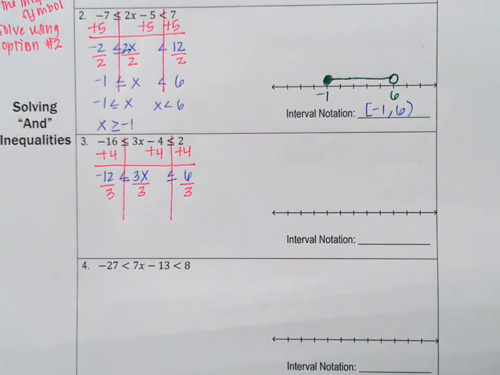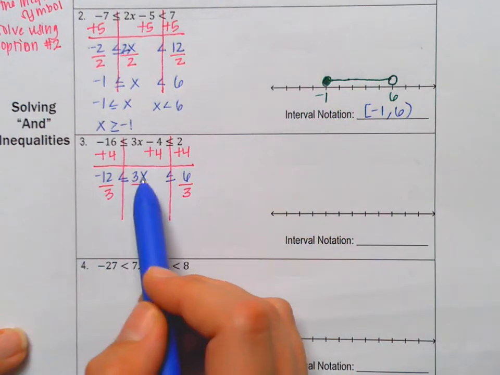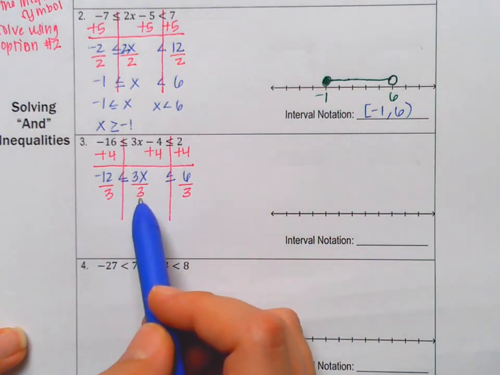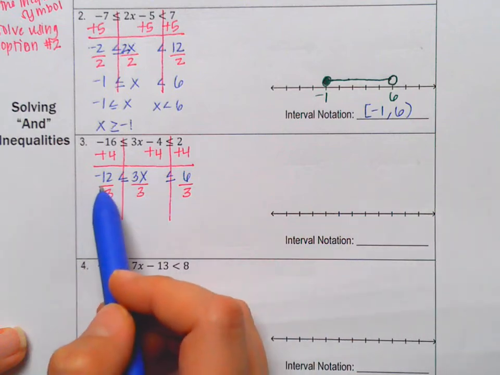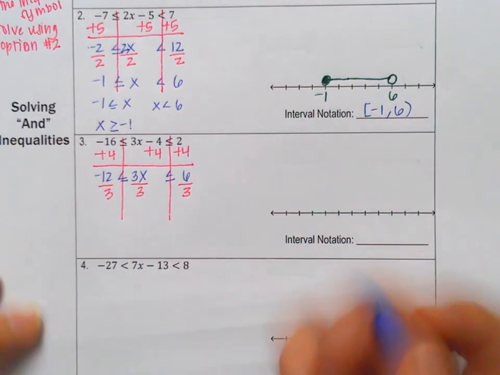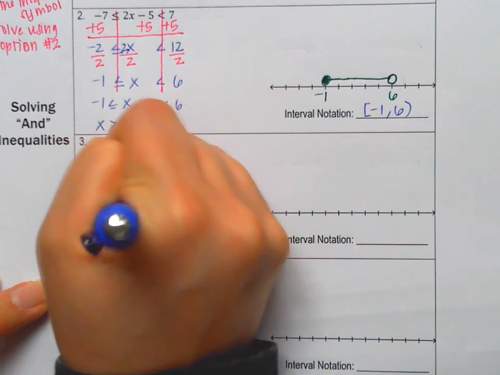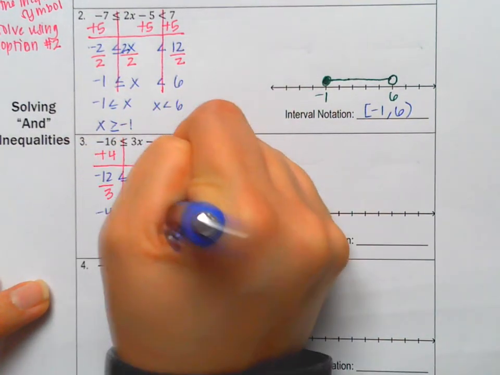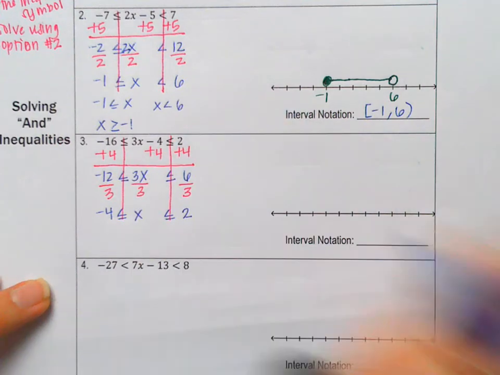Keep going. So the last step to get x by itself, it was being multiplied by that 3, so we needed to divide it by 3. So that means we need to divide the left by 3 and the right by 3. So -12 divided by 3 is -4, less than or equal to x, which is less than or equal to 2.